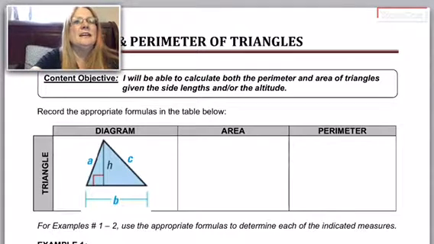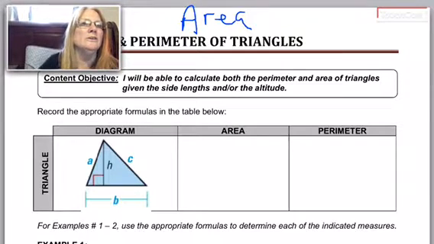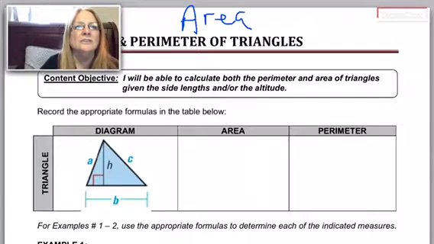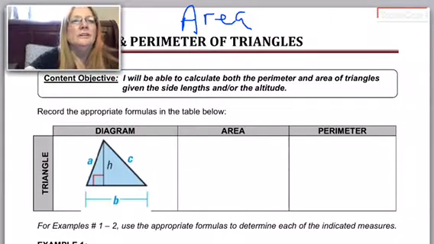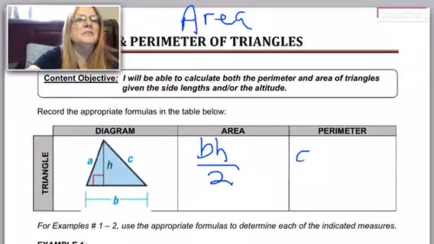This lesson is area and perimeter of triangles. So we want to be able to calculate the perimeter and the area of a triangle given the side lengths and/or the altitudes. The formula for area is base times height divided by 2, and the perimeter, you just add up all the sides, A plus B plus C.